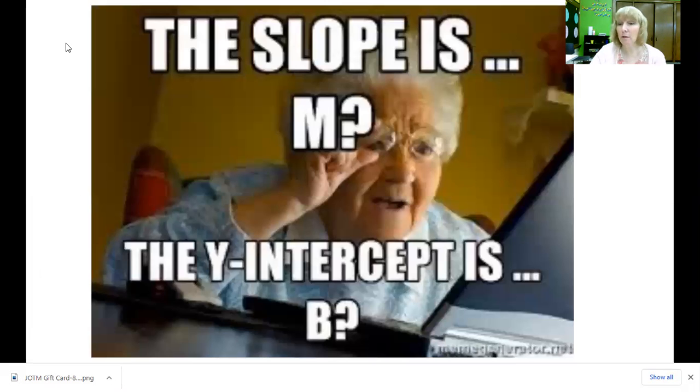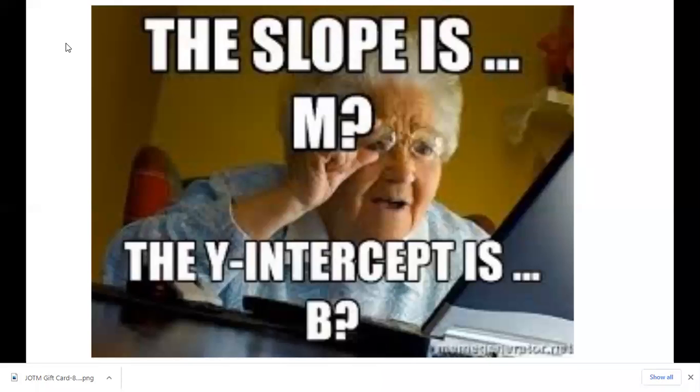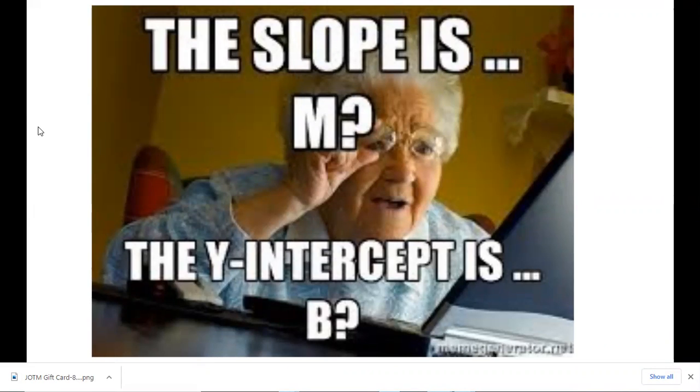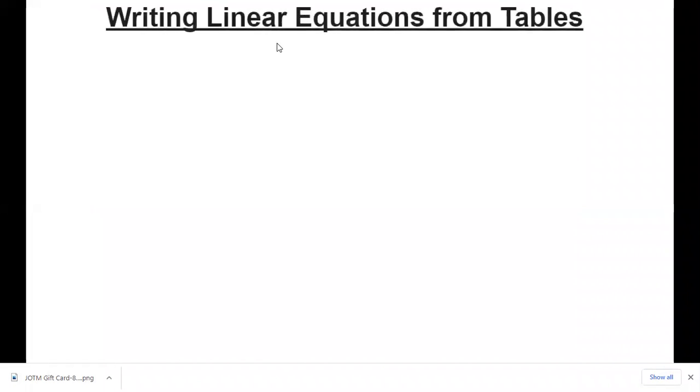So here I'll close myself out here, and this says the slope is m question mark. The y-intercept is b question mark. So that's what we're going to be learning about today. We already maybe talked about that a little bit. Let's take this in more depth.